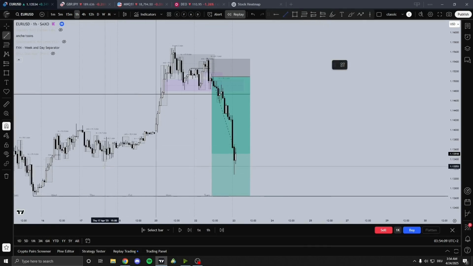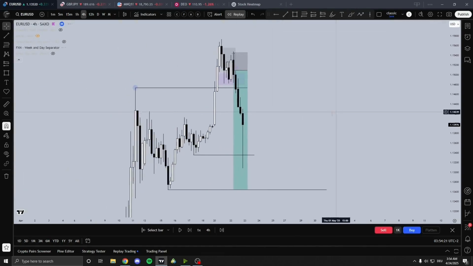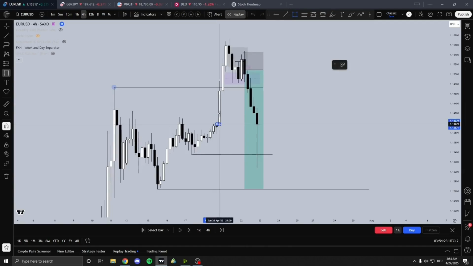So now price took out this first low. Remember on the buy model I showed you, we had this first high. Here we have this respective low. And now we have on the H4 also formed this inverse value gap.